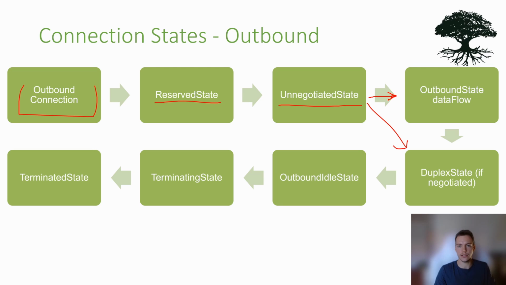These are the active states of the connection, so it's actively being used. Then it may progress to an outbound idle state. The idle state means that the node-to-node mini protocols are not running. If this happens, this outbound idle state triggers a timeout, and if the timeout expires, the connection is going to be terminated. So it first goes to the terminating state, and then the connection is finally terminated. These are the main outbound connection states.